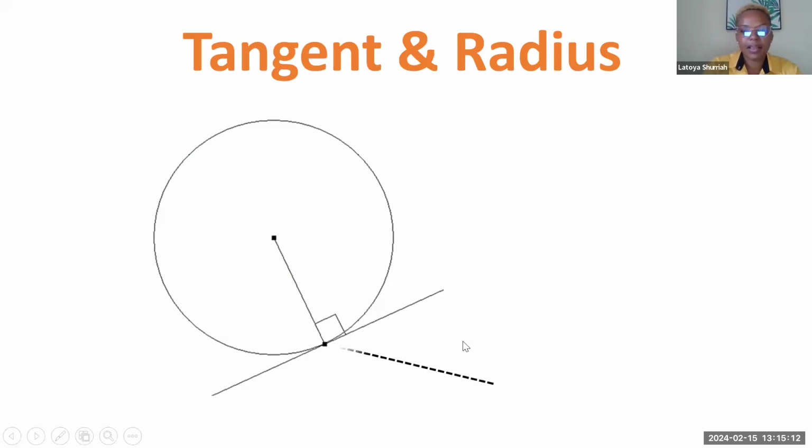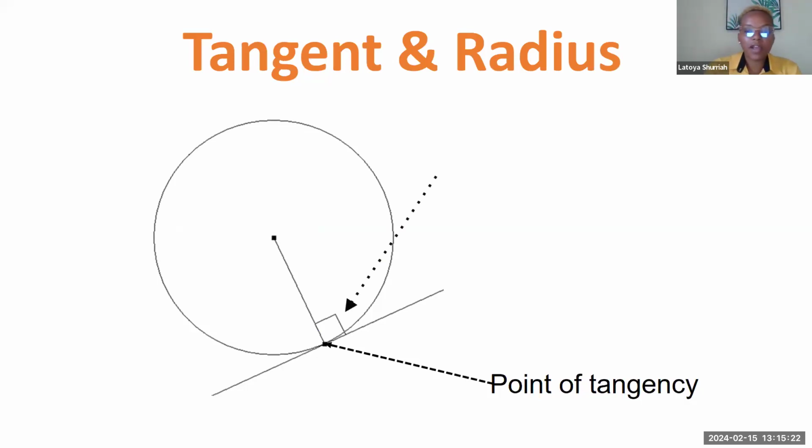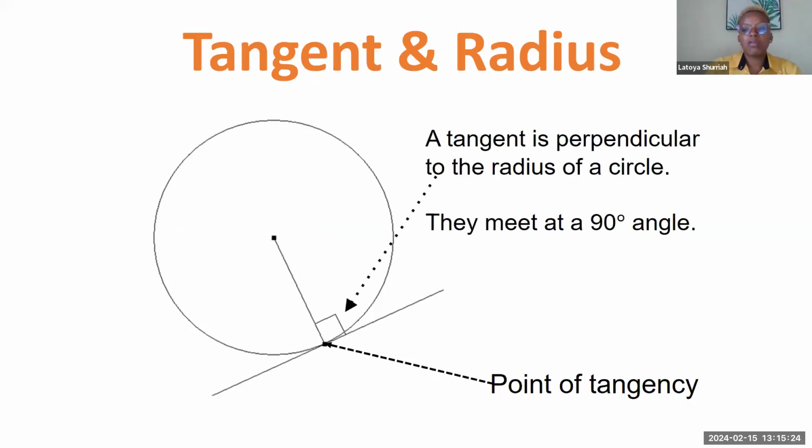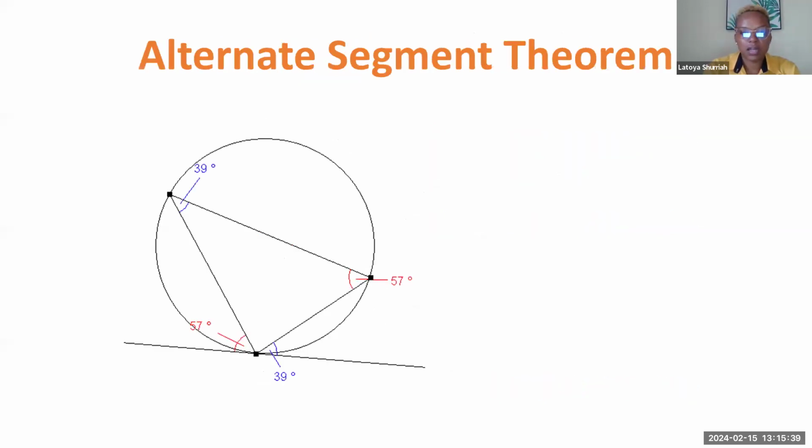All right. So at our point of tangency, which is the point where the line segment touches the circumference, we have a special relationship happening when the radius meets that point of tangency. They are perpendicular and they meet at a 90-degree angle. Easy peasy.